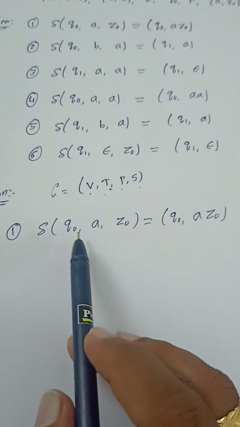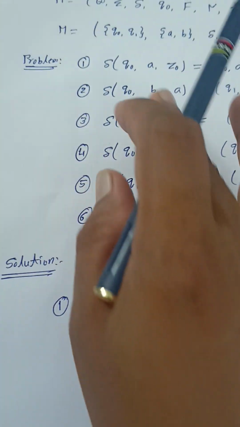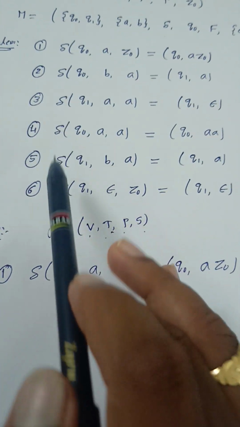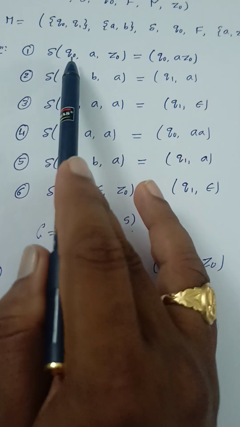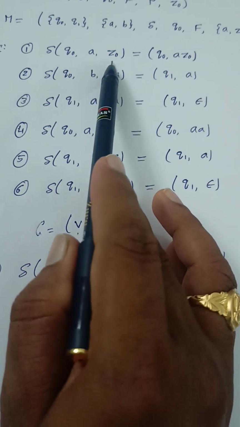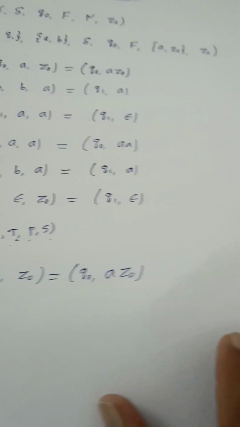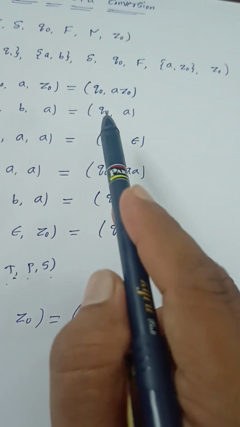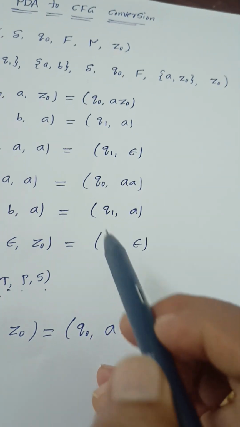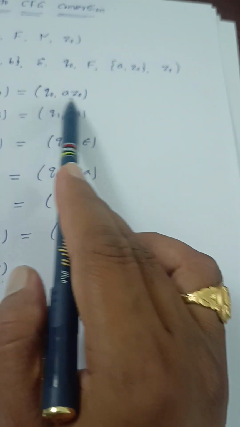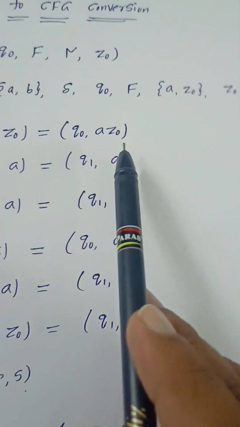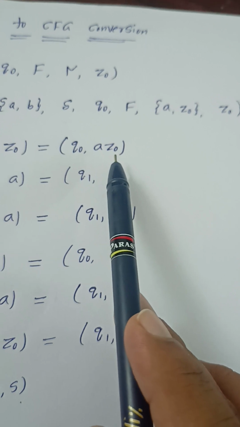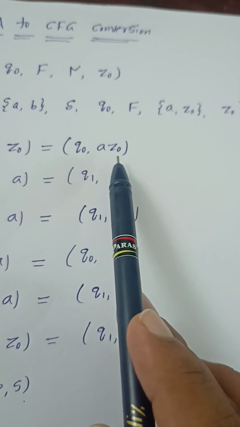Please observe that the left hand side has only 3 fields in each and every transition function. But on the right hand side, the first field is common. The first field is related to the states. What is the second field? Second field a Z0: a is the input symbol, Z0 is the stack symbol, stack alphabets.